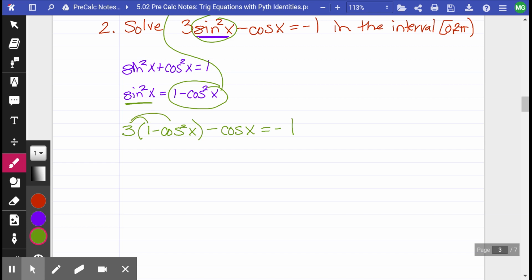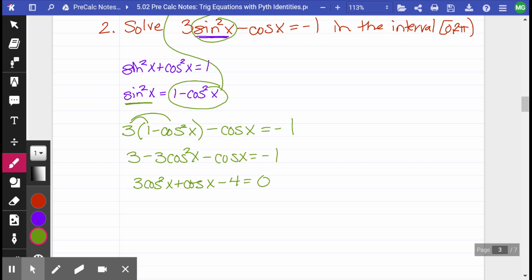All right, so now you're distributing. So we've got 3 minus 3 cosine squared x minus cosine x equals -1. Again, you should be able to do this part completely on your own. So I'm going to just jump right to my equation, but you should have the work that you need to show here. So I'm combining like terms, I'm getting it equal to 0, and I'm making my cosine squared positive. So a lot going on here. A few steps to get to there.